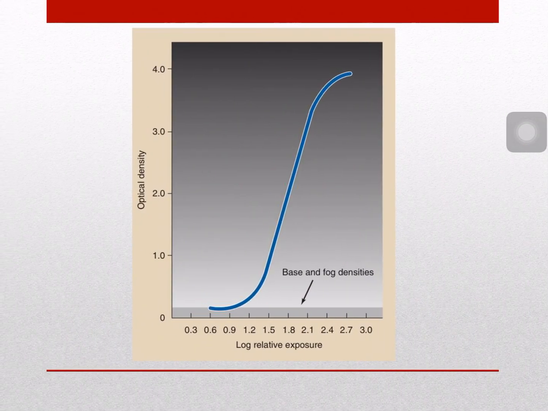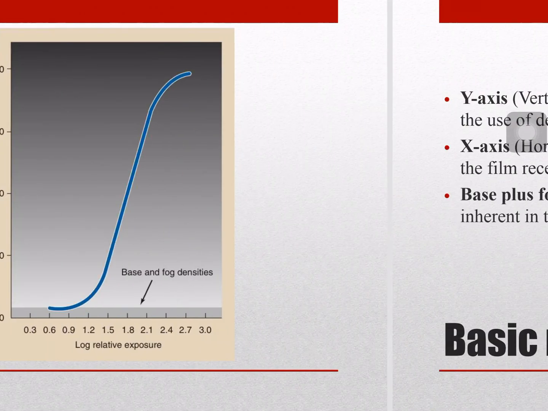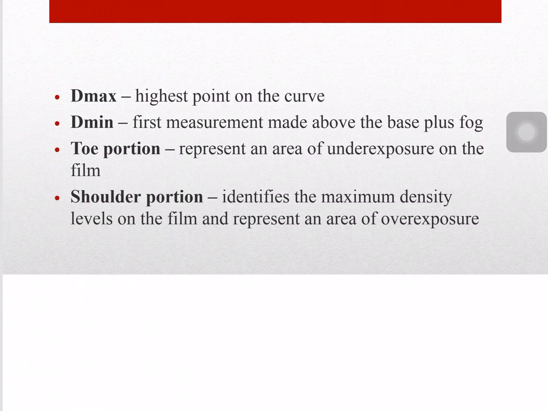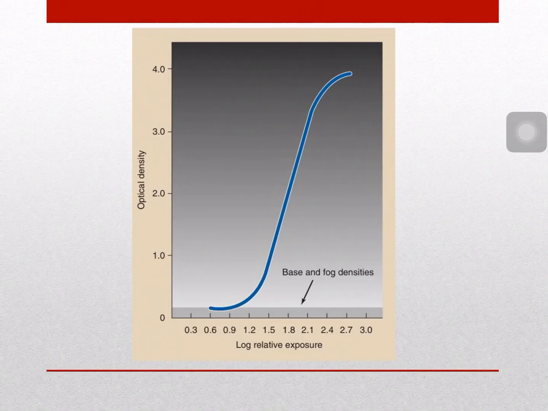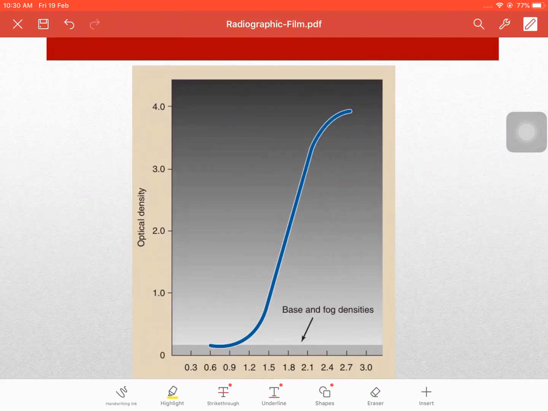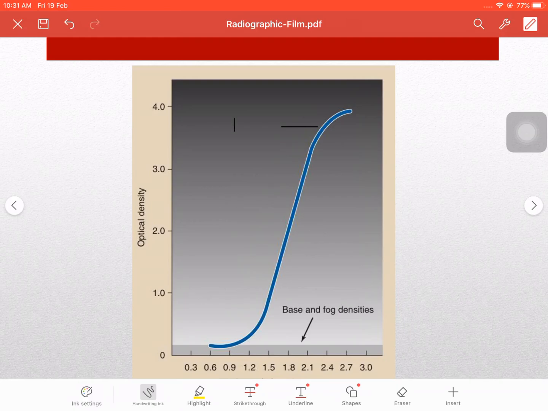Okay. So Dmax is the highest point on the curve. Let's see if we have any here. None. So using this curve, this is where your Dmax, as in maximum density, is. Dmax is your highest point on the curve. The toe portion, the Dmin, is the first measurement above the base plus fog. So here is your Dmin.